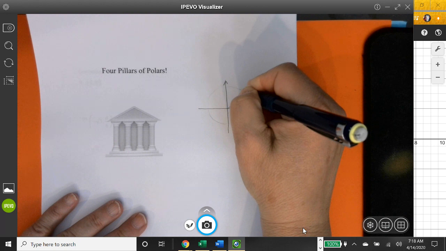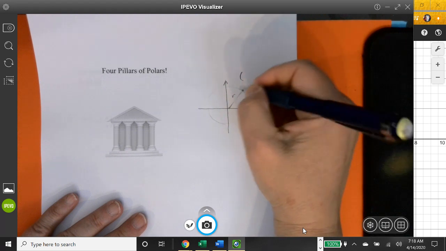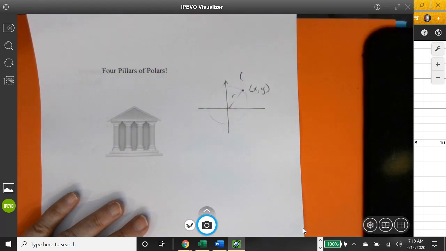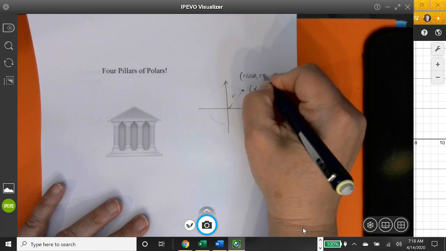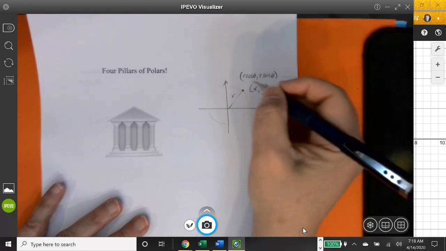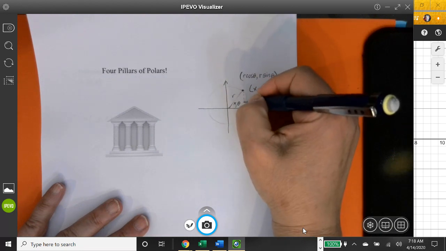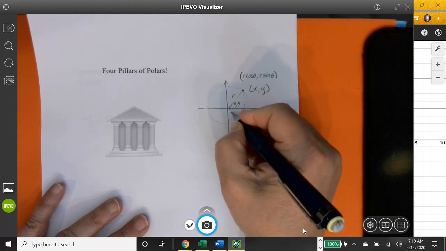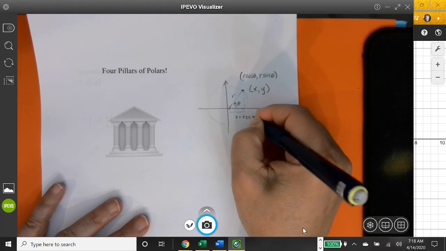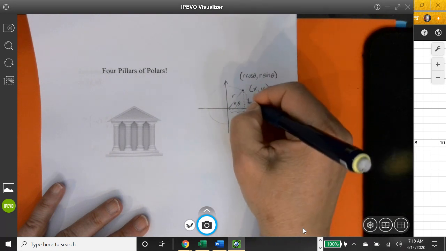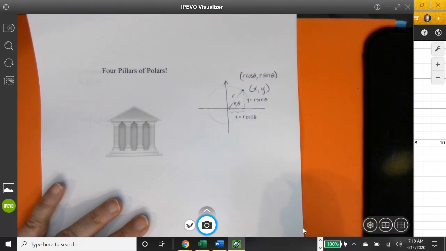We would go out radially. This would be r. So what would this point be in our trig notation? Our point would be r cosine theta, r sine theta. And this would be theta here, our angle of rotation. And we remember, because you're smart folks, that this x here turned out to be r cosine theta, and this y here is r sine theta. So that's going to give us our first two pillars of polars.